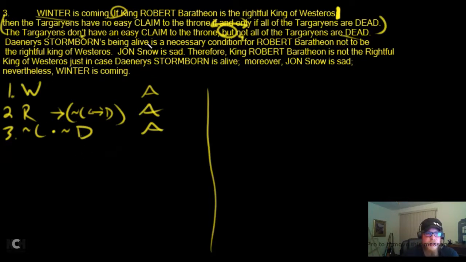Assumption number 4. Daenerys Stormborn's being alive is a necessary condition. Necessary condition means it goes on the right side of an arrow. So her being alive goes on the right side of an arrow for what? Robert Baratheon to not be the rightful king. Robert Baratheon is not the rightful king. Assumption number 4.